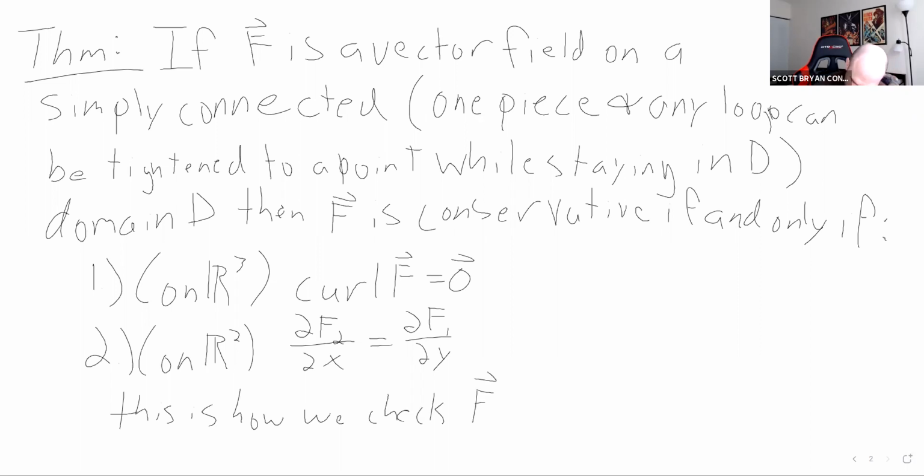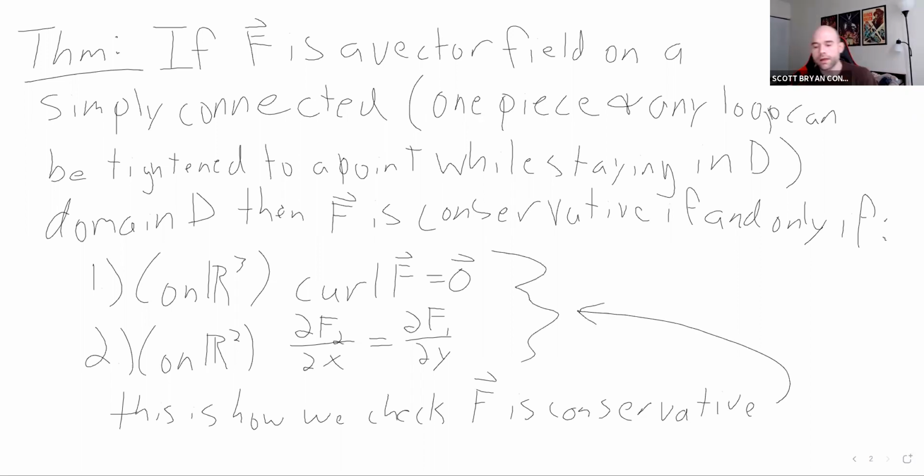So that's the kicker here. If you want to know if a vector field is conservative, then if you're on R3, you check that the curl is 0. If you're on R2, you check the cross partials condition. Okay, so that tells us if we just look at a vector field, how do we know it's conservative? How do we know that there is some potential function?